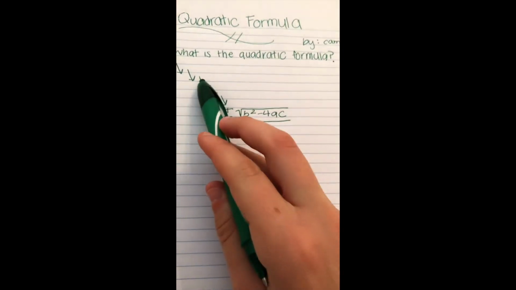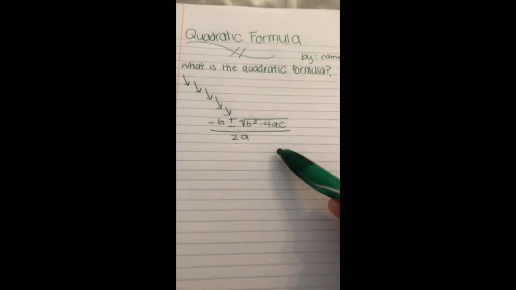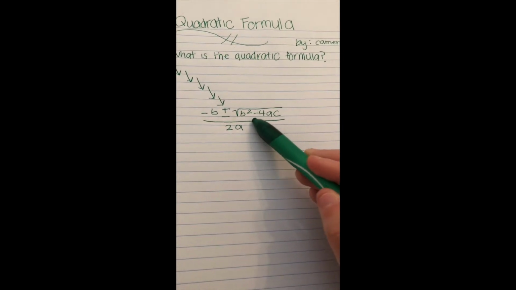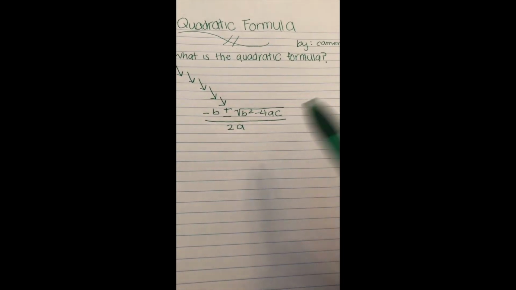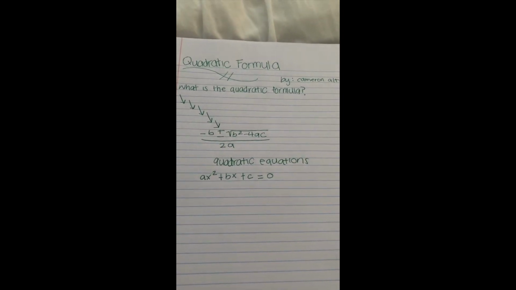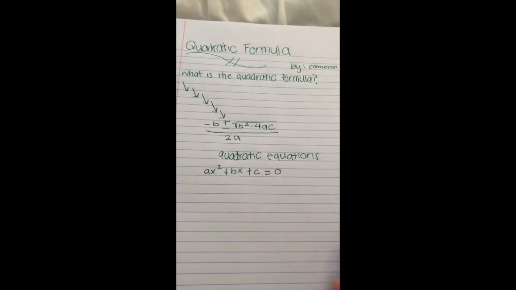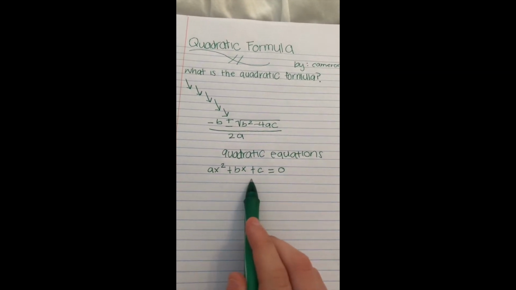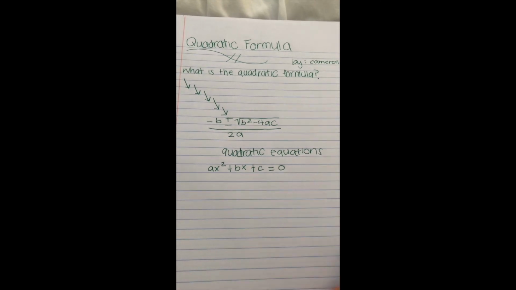First, you may ask, what is the quadratic formula? The quadratic formula is as written: negative b plus or minus radical b squared minus 4ac all over 2a. In order to solve for the quadratic formula, you have to use the quadratic equation. The quadratic equation here is ax squared plus bx plus c is equal to 0.